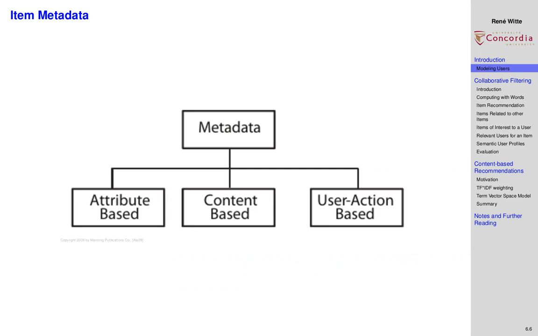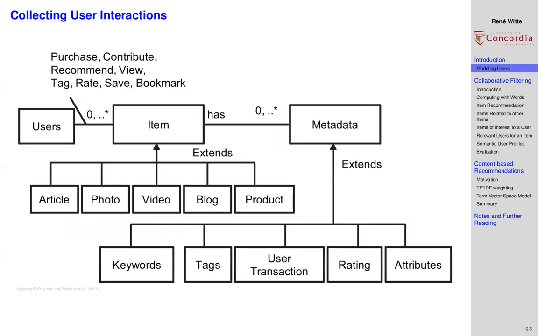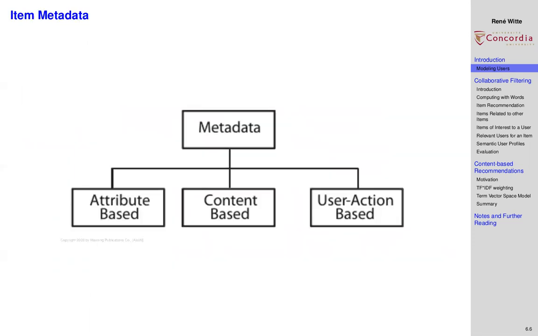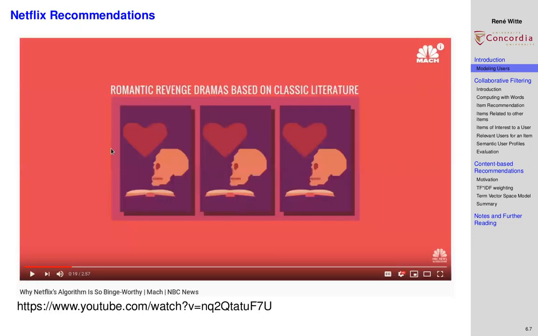So now that we have all of this information collected between users, items, and item metadata, the question is how we can use this data to make a recommendation. And before I tell you some of the techniques that we're going to cover in this lecture, have a quick look at this video on Netflix recommendations.